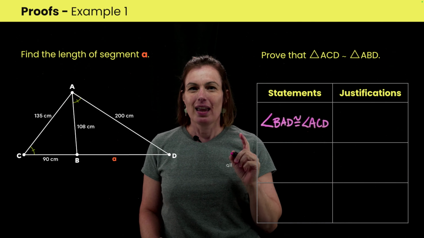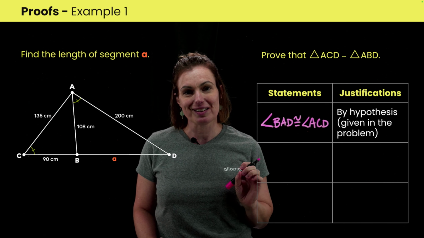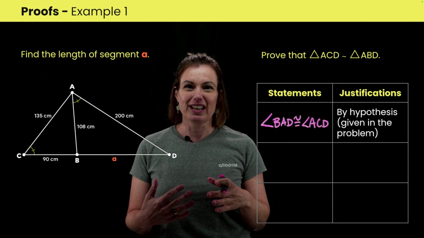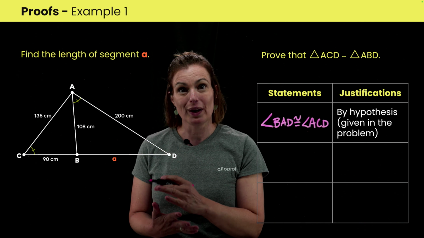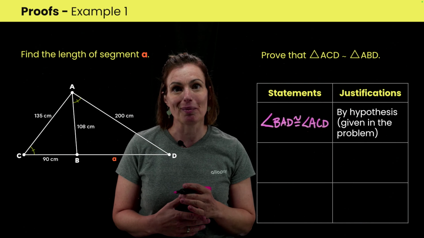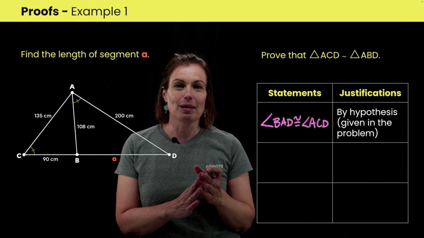All right. Now, to justify this, I'm going to use what's called by hypothesis, which is kind of another way of saying that it's given in the problem. And of course, that's exactly what happened here. They give it to me in the problem. So that's good.